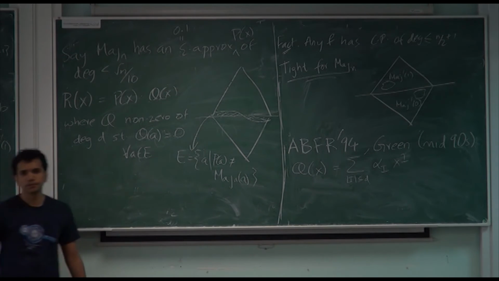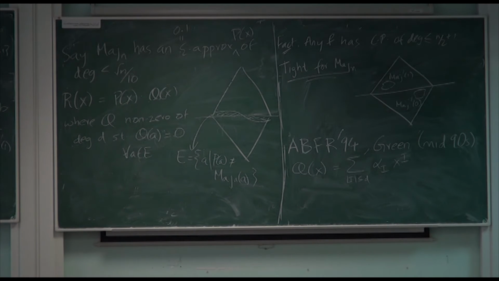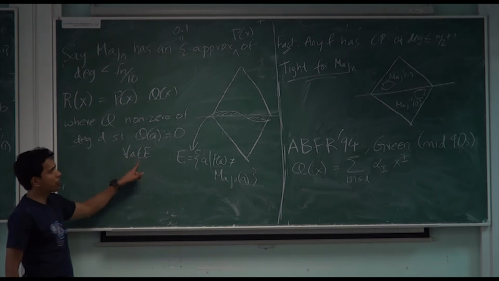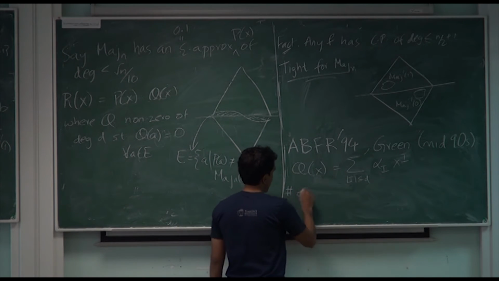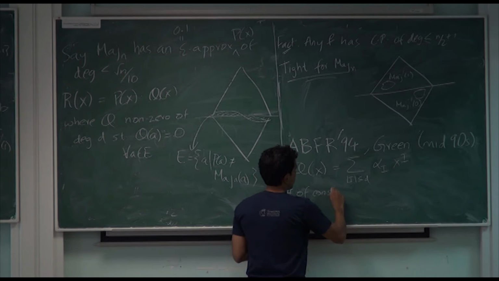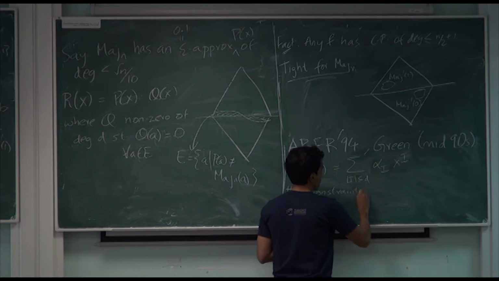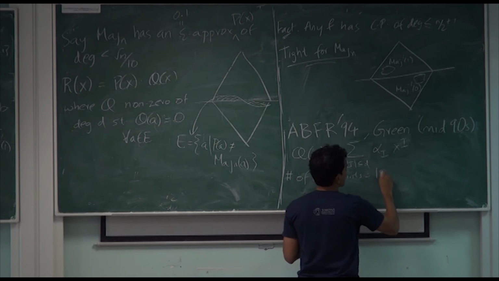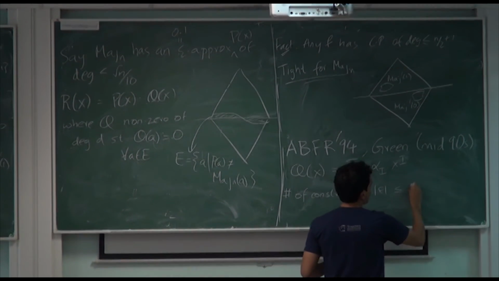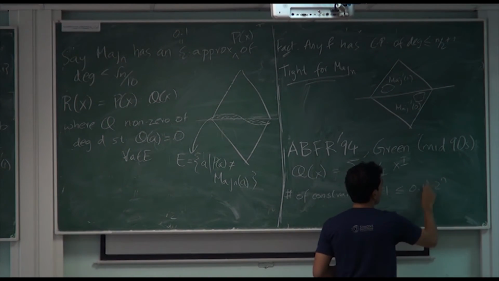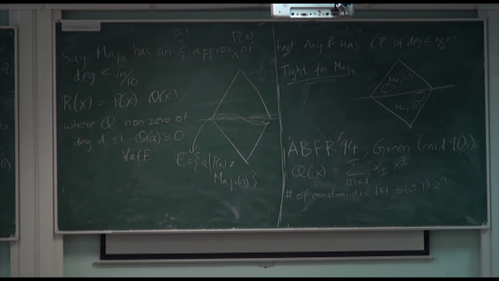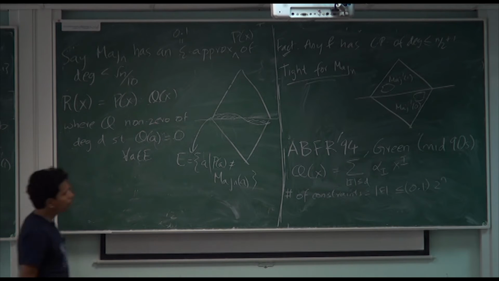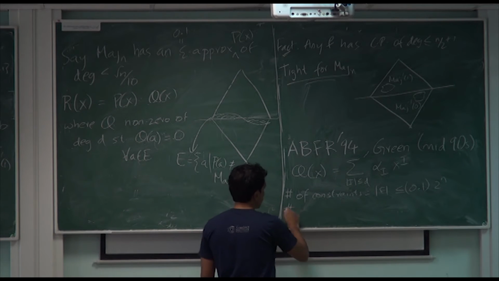x to the I, right? I need Q to vanish at every point in the error set. So the number of constraints equals the cardinality of the error set, which is at most 0.1 times 2 to the n, because I have a 0.1 approximation. And again, the number of variables is that binomial sum that we wrote down.